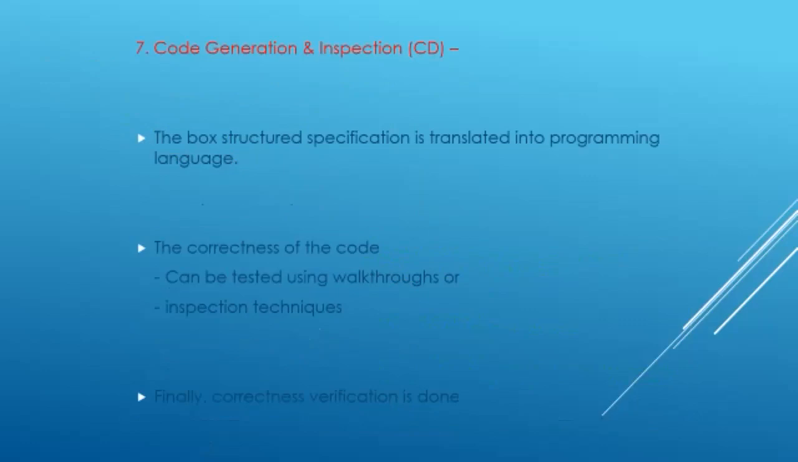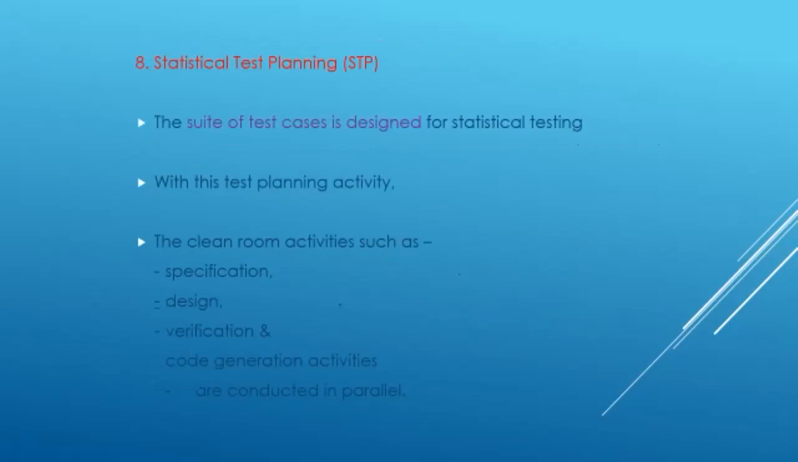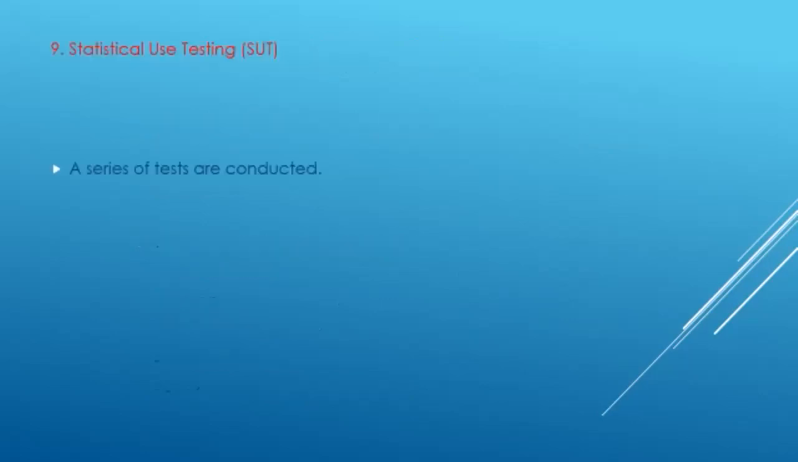Code generation and inspection. The box structure specification is translated into programming language. The correctness of the code can be tested using walkthrough or inspection techniques. Finally, correctness verification is done. The last one is statistical test planning. The suite of test cases is designed for statistical testing. With this test planning activity, the cleanroom activities such as specification, design, verification, and code generation are conducted in parallel. 9. Statistical use testing.